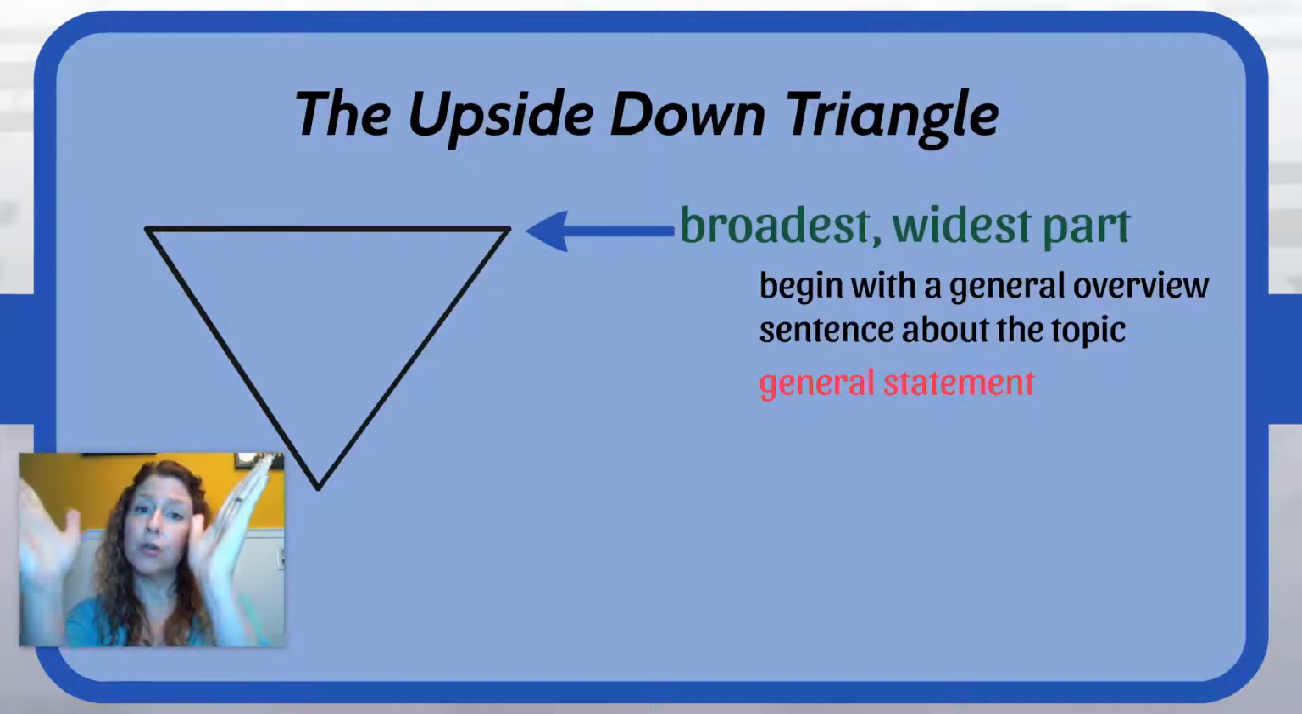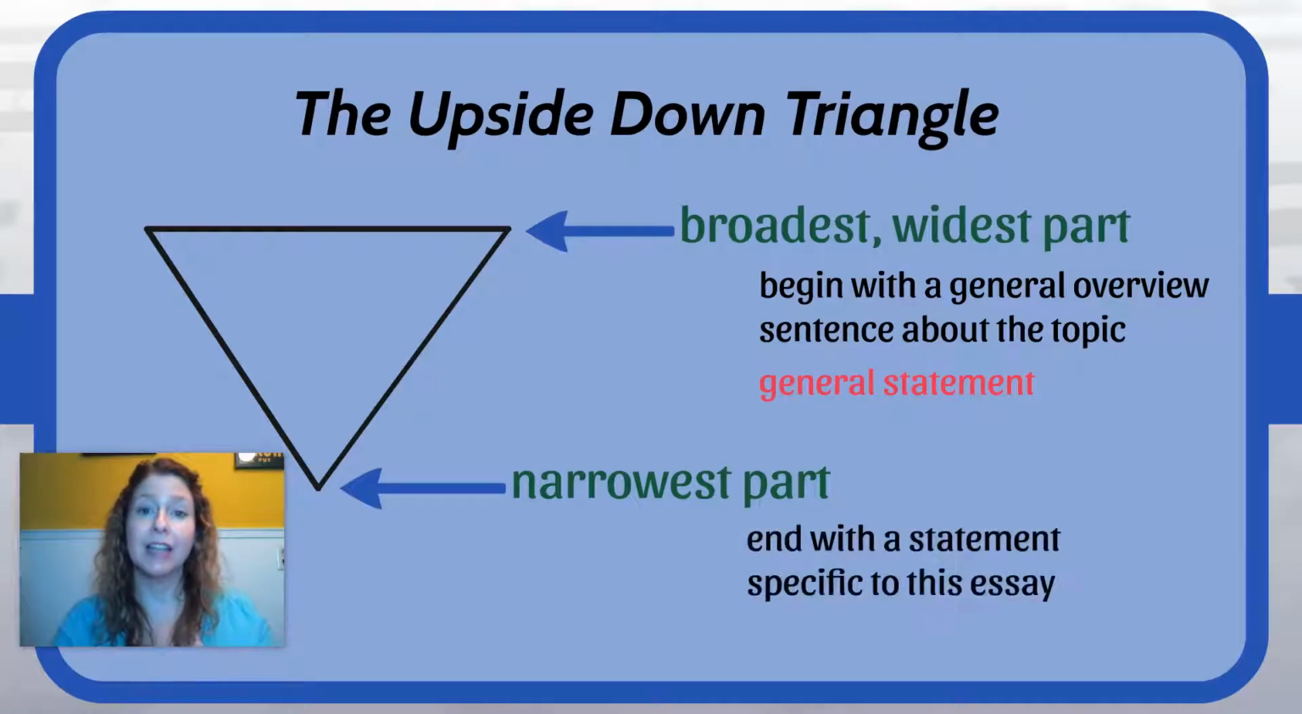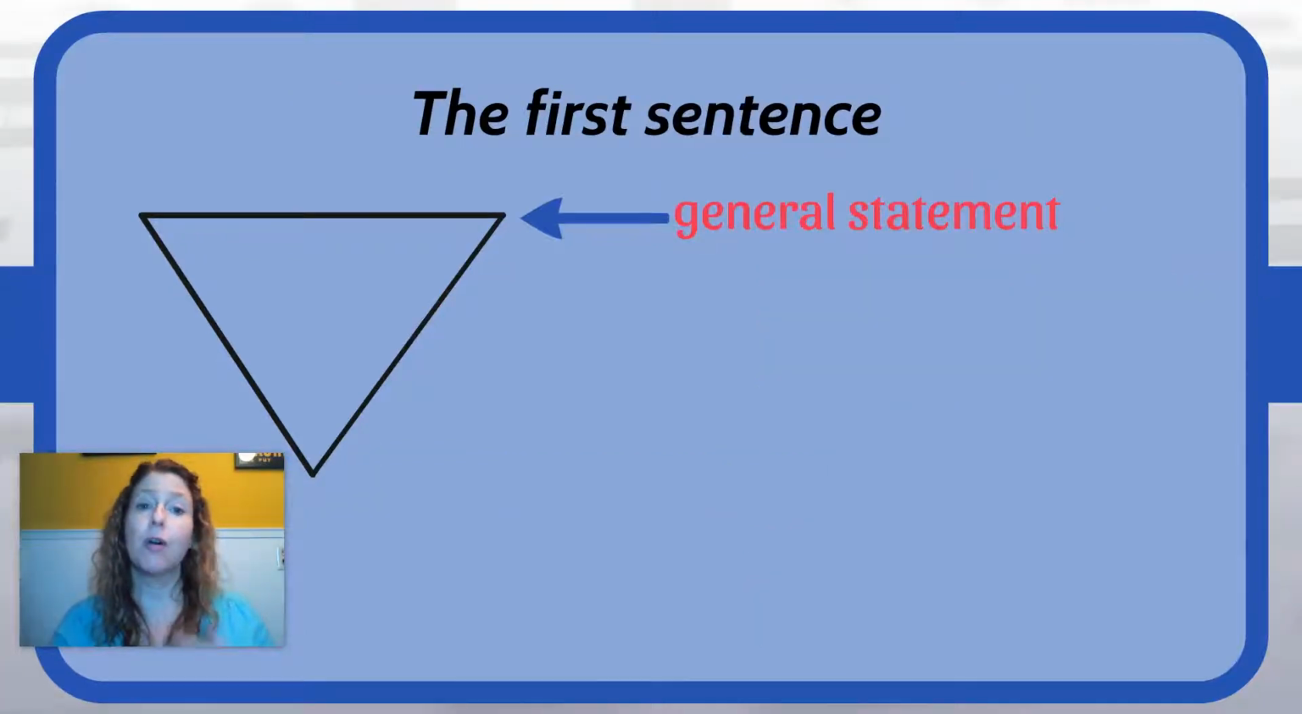Then we're going to slowly whittle down and focus our paragraph so that the end is our narrowest part of our paragraph, the one that's most specific to our paper. And that is where we're going to put our thesis statement. So even though you've constructed your thesis statement already, do not put it right at the beginning of your paragraph or right at the beginning of your essay. Instead, you're going to want to draw your reader in, and I'm going to show you exactly how we're going to do that.